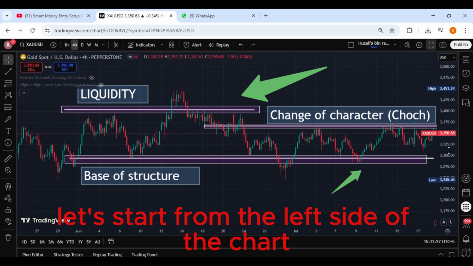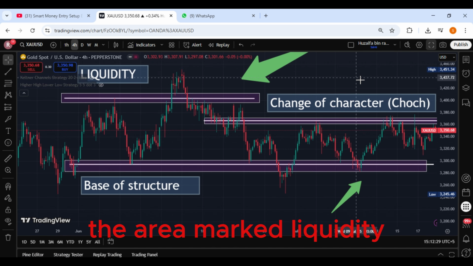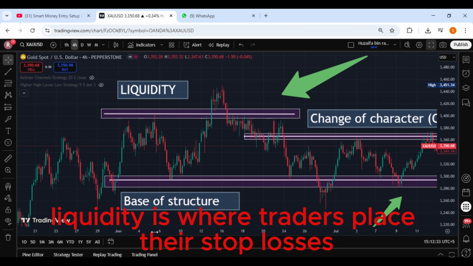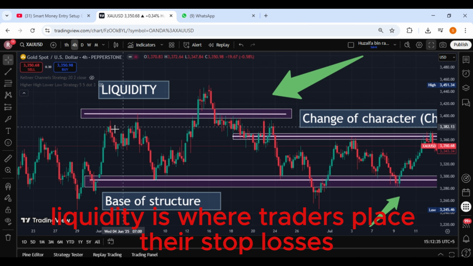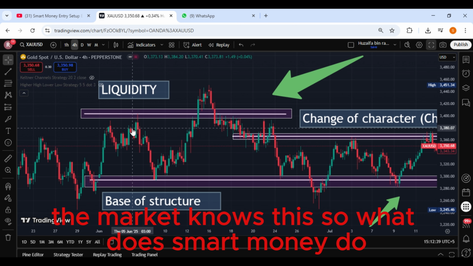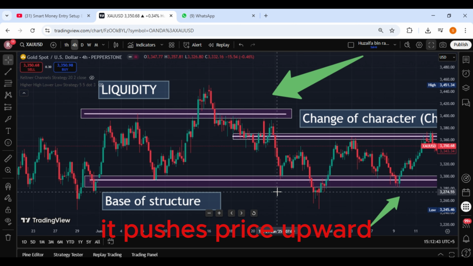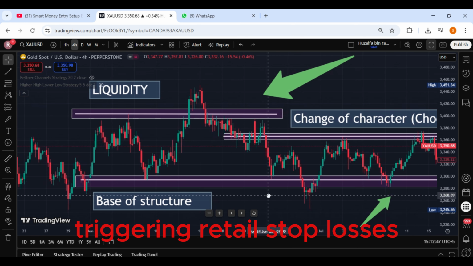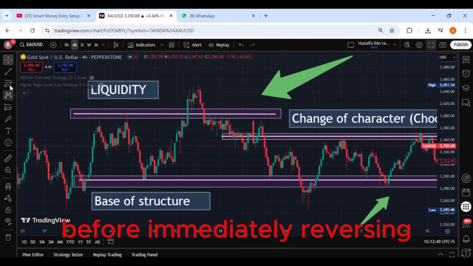Let's start from the left side of the chart, the area marked liquidity. In simple words, liquidity is where traders place their stop losses, typically above recent highs or below recent lows. The market knows this, so what does smart money do? It pushes price upward just enough to grab that liquidity, triggering retail stop losses, before immediately reversing.